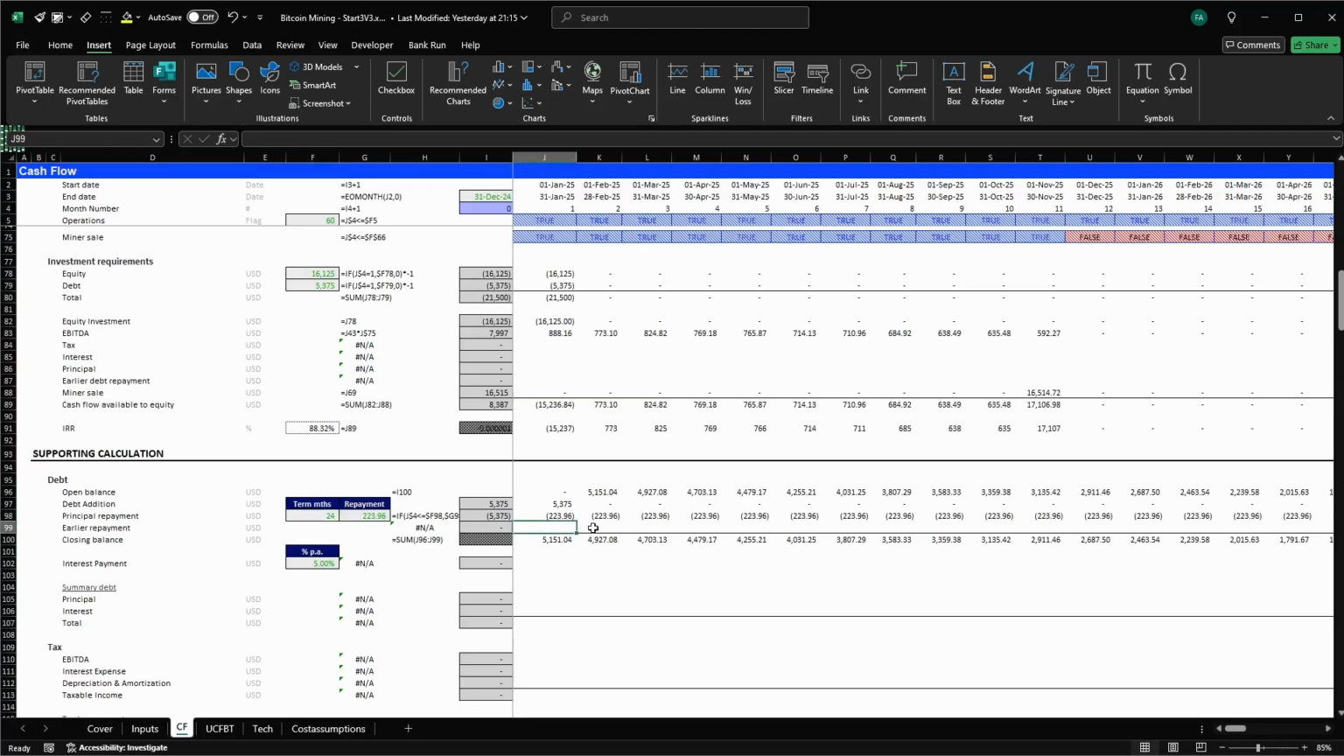And what we're going to do here, if there is an early repayment, we have to repay the debt, right? And what are we going to have to repay? We're going to have to repay the sum of those values over here, which is the 2,900, right? So that's what we're going to have.